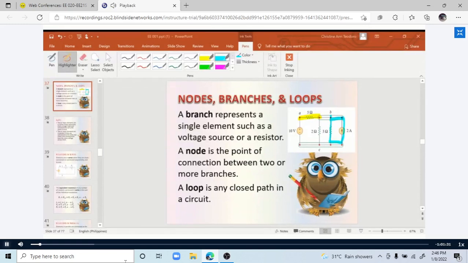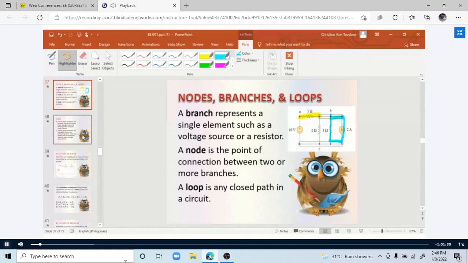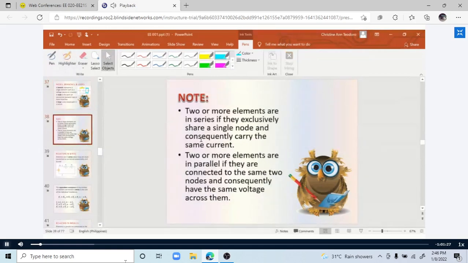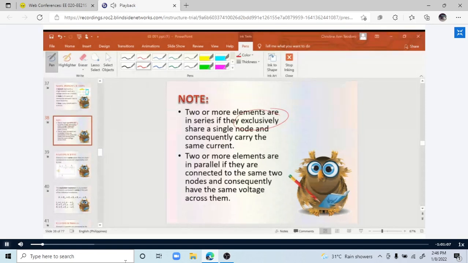Okay, so there is a reminder here or a certain note that says two or more elements are in series. Take note of this one. This is so important. Two or more elements are in series if they exclusively. When we say exclusively, what does that mean? We are exclusively dating.